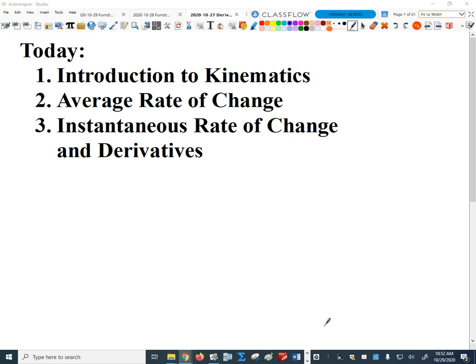Got some cool stuff to talk about. We're going to talk a little physics today. So we've talked about continuity. We've talked about the intermediate value theorem. Now we're going to take a look at how we apply this to actual calculus.